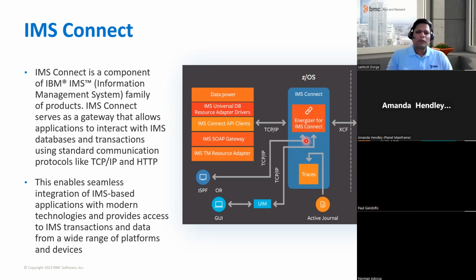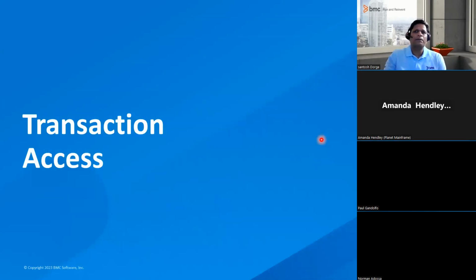And you can use the traces and the journal data sets for diagnosing problems. You can use the graphical user interface to see the analytics out of events occurring in the IMS Connect address space. So that's about the IMS Connect address space.